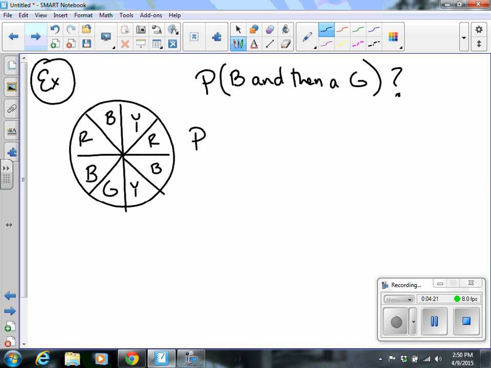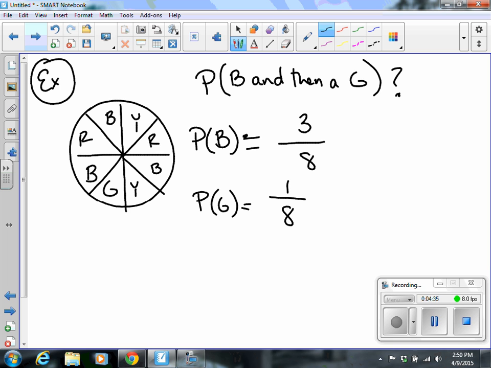So the probability then of spinning a blue, I've got 8 options and I can spin a blue 3 times. The option then for a green is just 1 over 8. So my total probability is then going to be 3 over 64.